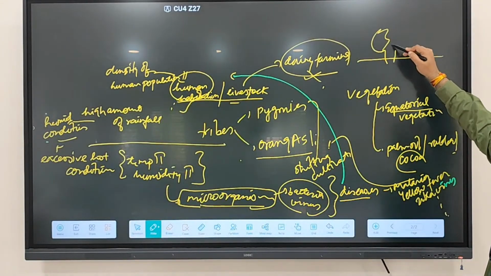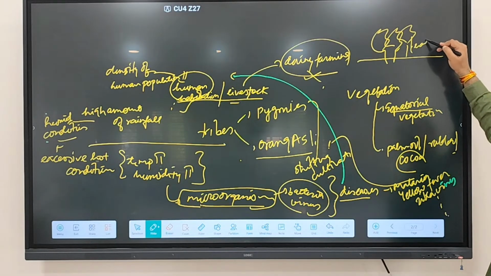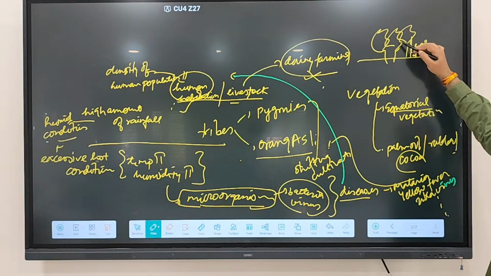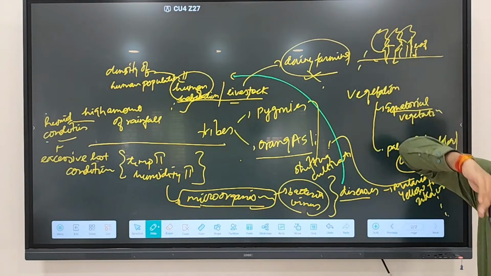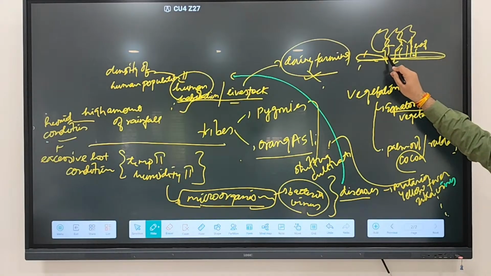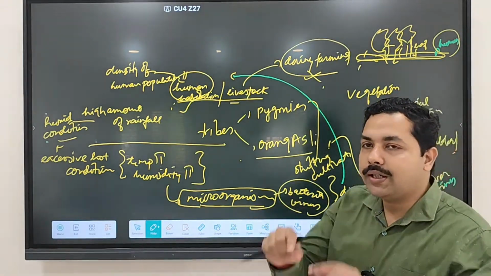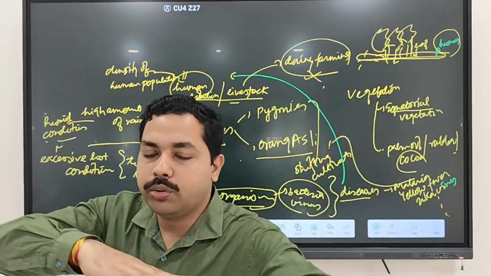Because of the presence of a huge amount of trees, you'll see the leaf and etc. will fall onto the ground from the trees. Now this will create what? When these leaves and etc. will be degraded, decomposed, what will happen? It will create a layer of humus. What is humus? Humus is basically organic deposition over the soil.